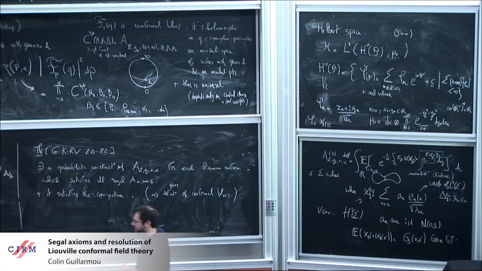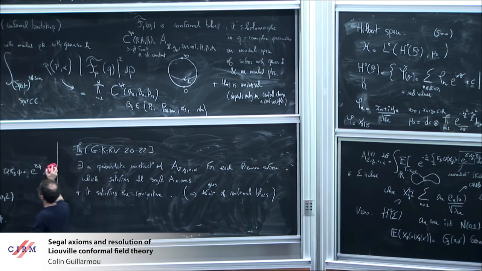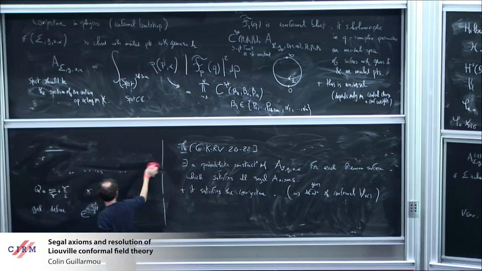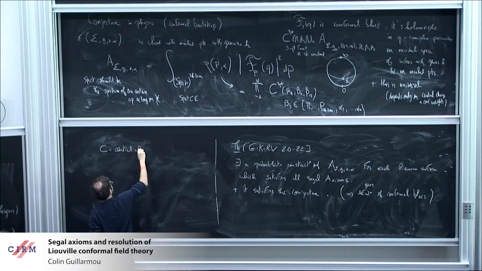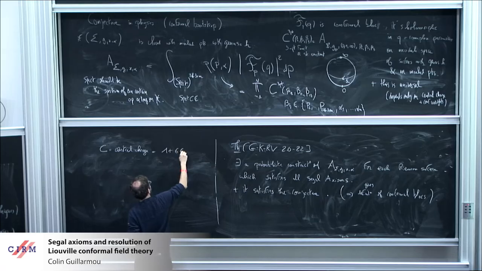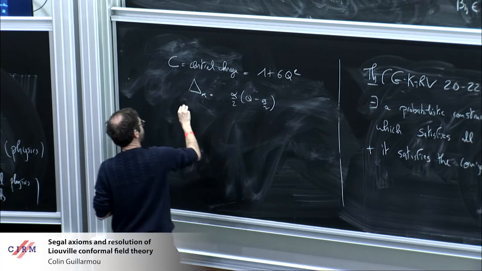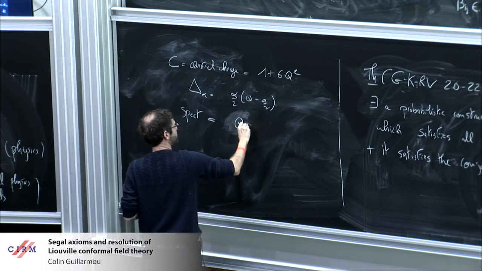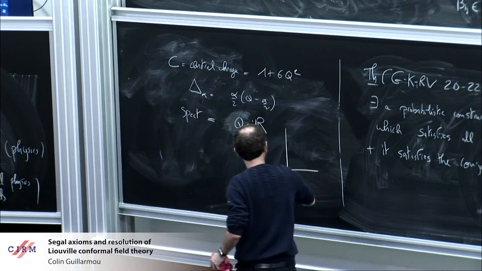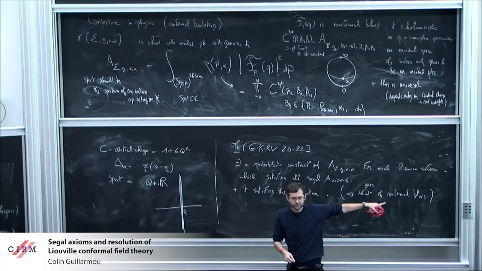And maybe just to finish, where is the spectrum coming from? Because in this conjecture, I told you the spectrum. So if you do this, you see that the central charge, C, is equal to 1 plus 6 Q squared. The conformal weights delta alpha are equal to this. The spectrum is equal to Q plus iR, so it's this line in C for this Liouville theory defined using this.